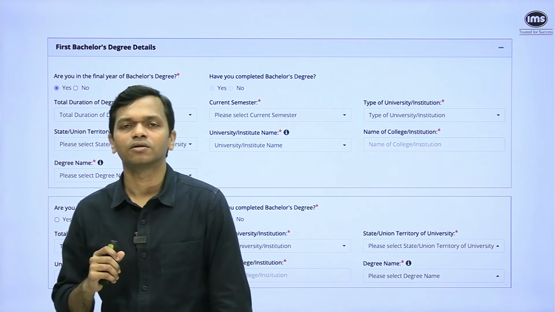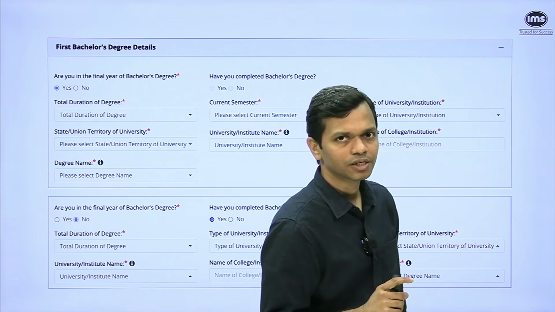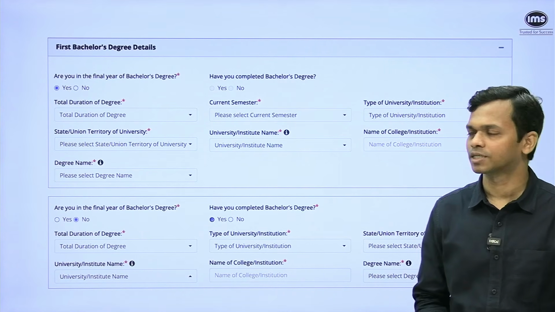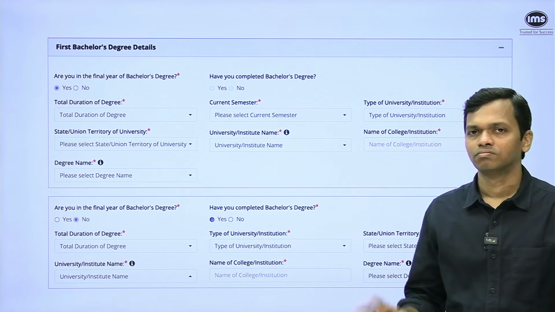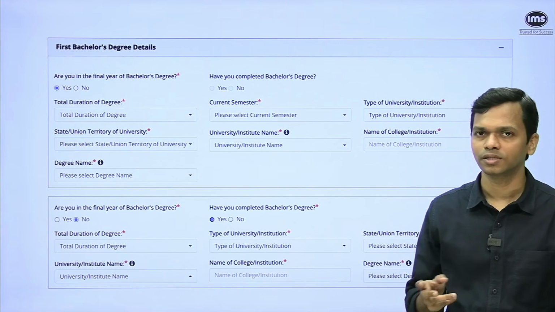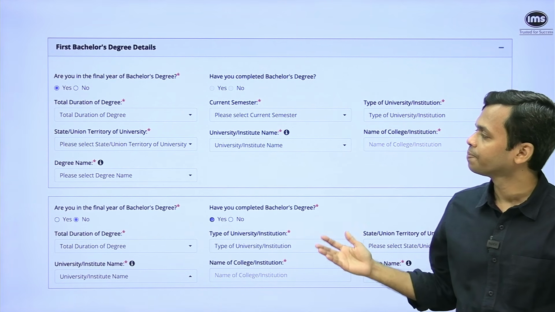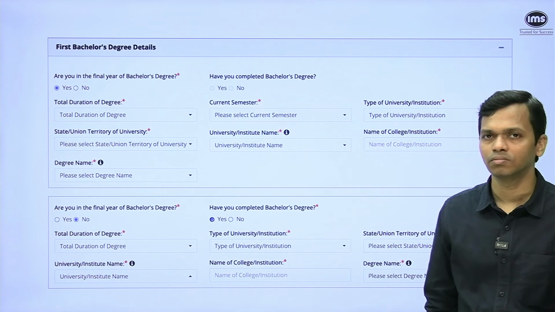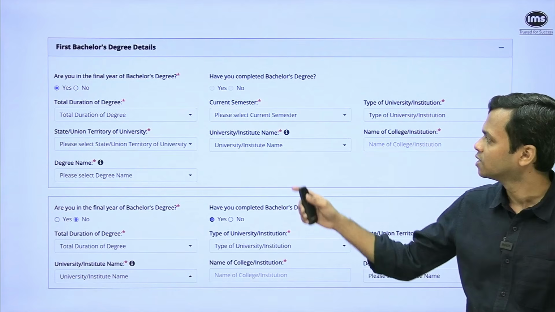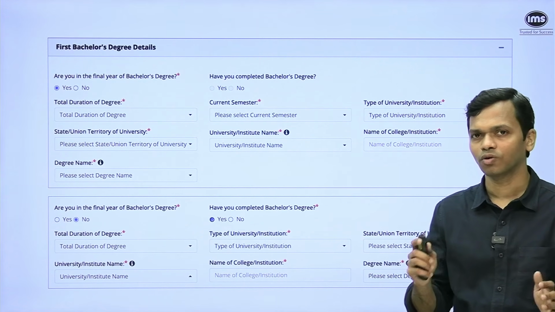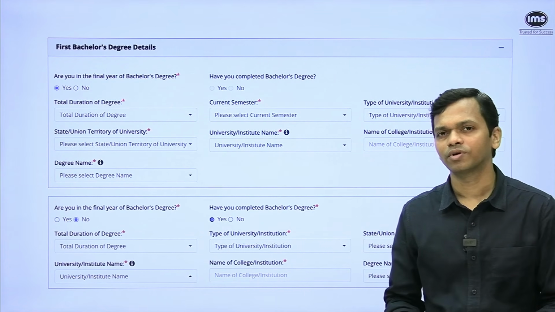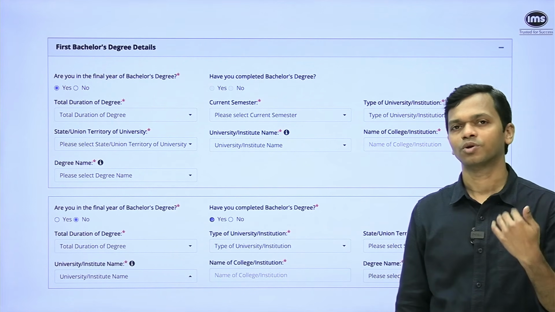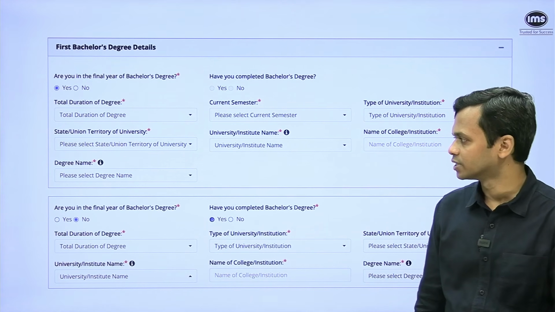Now for bachelor's, the important thing is all the semester mark sheets are required so that you can enter, you have to add up everything, total marks, obtained marks, etc. So are you in the final year? Yes, no. Have you completed bachelor's? Yes, no. So you can select whatever is applicable to you. Once you do that, the duration of the degree, semester, type of university, state or UT of university, the name, college, degree name, all of this is fairly standard. But in case you have a question, you can always leave a comment on this video and we'll try and get back as soon as we can. You can also reach out to CAT Authority if you have any queries regarding this.